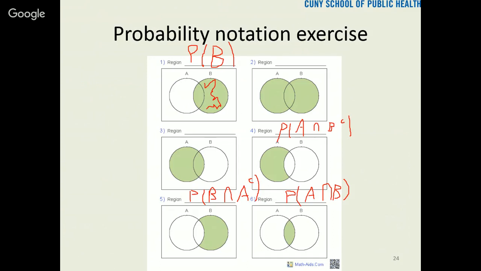Why wouldn't 4 just be B complement? Probability of B complement? Well, that would also include all this stuff out here. B complement is everywhere outside of B. But here it has to be outside of B and it has to be inside of A. So it's the intersection of A with B complement. So we're looking at these two events inside a greater scheme of other events.